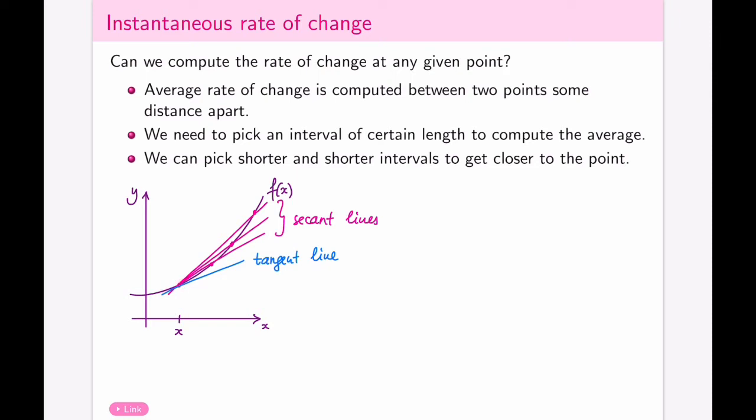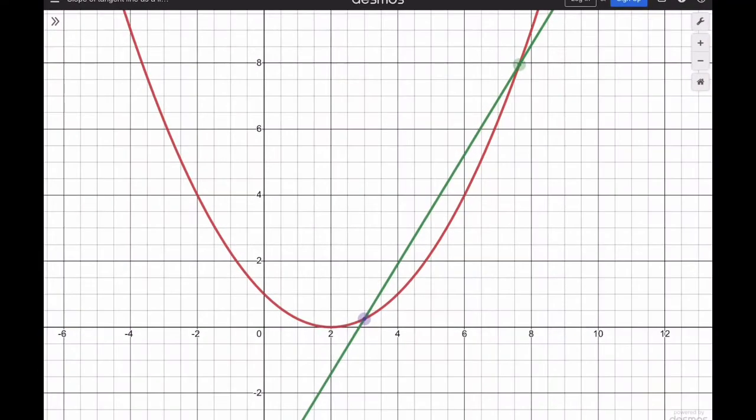Now we can see how this works in practice. So let's take a look at this Desmos here. The purple point at the bottom here, let's say this is my point of interest. This is where I want to calculate the instantaneous rate of change. So I would like to know how fast the function is growing at that purple point. I start off with this green point up here and compute the average between the two. But again, these are quite a ways apart.